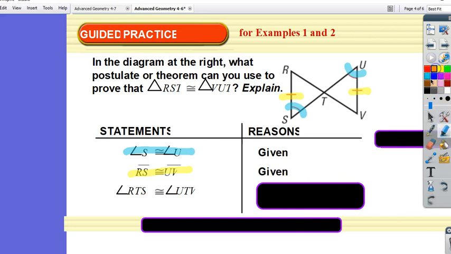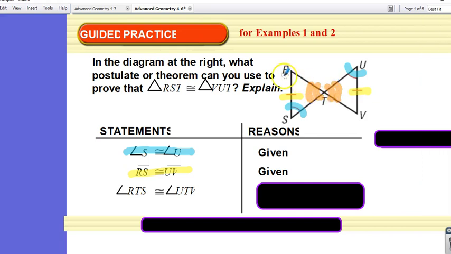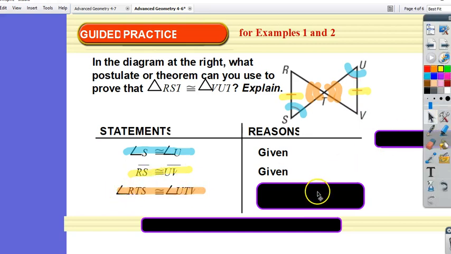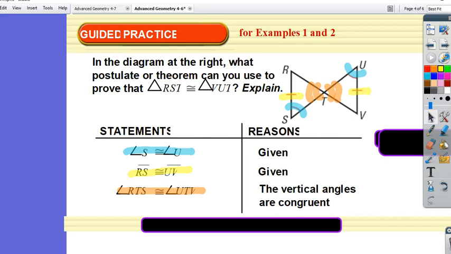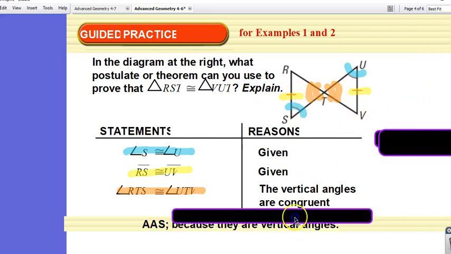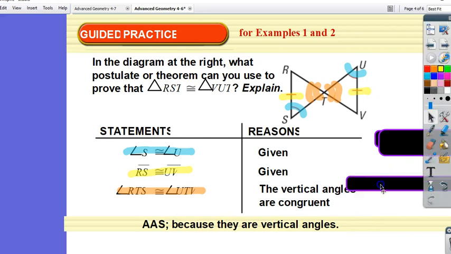Then, what do we know? We know that vertical angles are congruent, right? Angle RTS is congruent to angle VTU. Why? Vertical angles. So now we have angle, angle, side. They are congruent by angle, angle, side. Make sense?